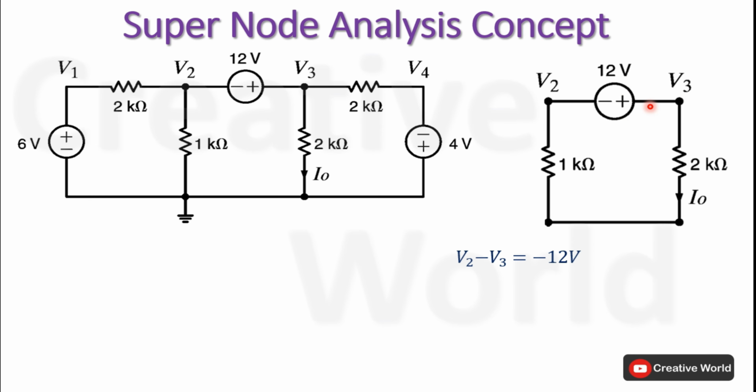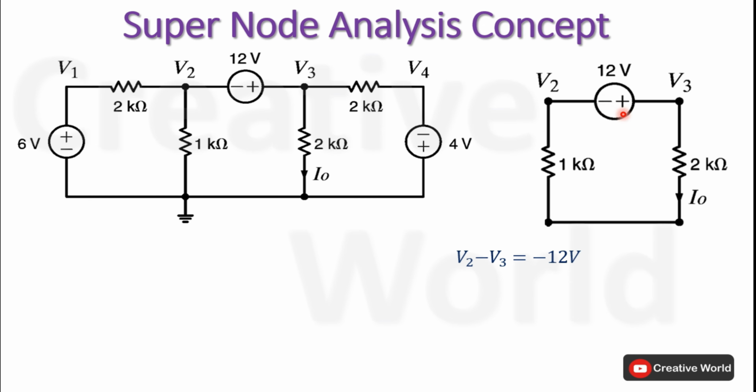We will consider both cases, and in both cases the voltage equations will be the same. In the first case, we are considering voltage V2 is at higher potential than voltage V3. So the direction of current will be from V2 to V3. V2 minus V3 will be equal to minus 12 volt. Here the direction of current is from this node to this node, and current is entering from the negative terminal. That's why this 12 volt is taken with a negative sign.